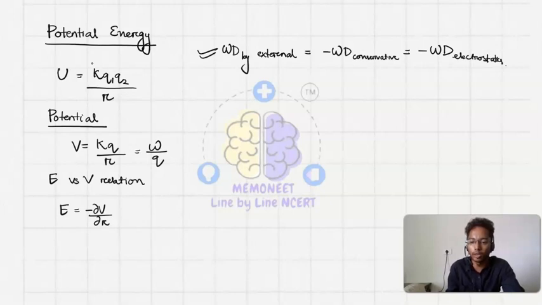And the electric field versus potential relation is E is equals to minus of dV upon dr, or we can write that dV is equals to minus E dot dr, that is integration. So if we want to find out the value of electric field and potential, we can use these two formulas. Okay, so now let's come to the question section.